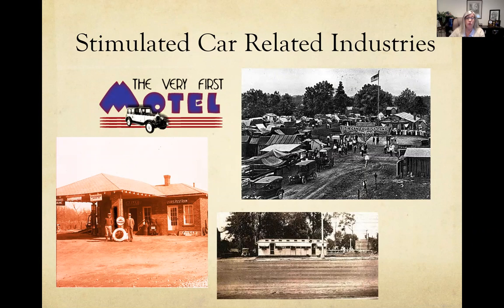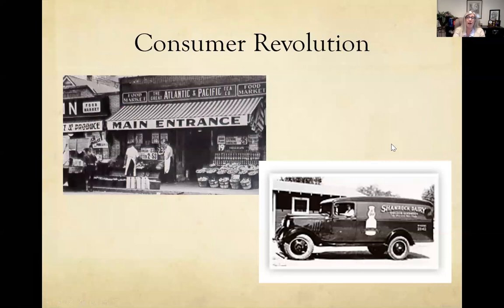And when you go on trips, you're going to have to fill up your car. So you've got to have gas stations. This becomes all new industries. People are going to start to stay in roadside motels. They're going to have roadside cafes where people are going to be eating. So these are all new businesses that emerge as a result of the car industry. So it revolutionizes everything. All right.